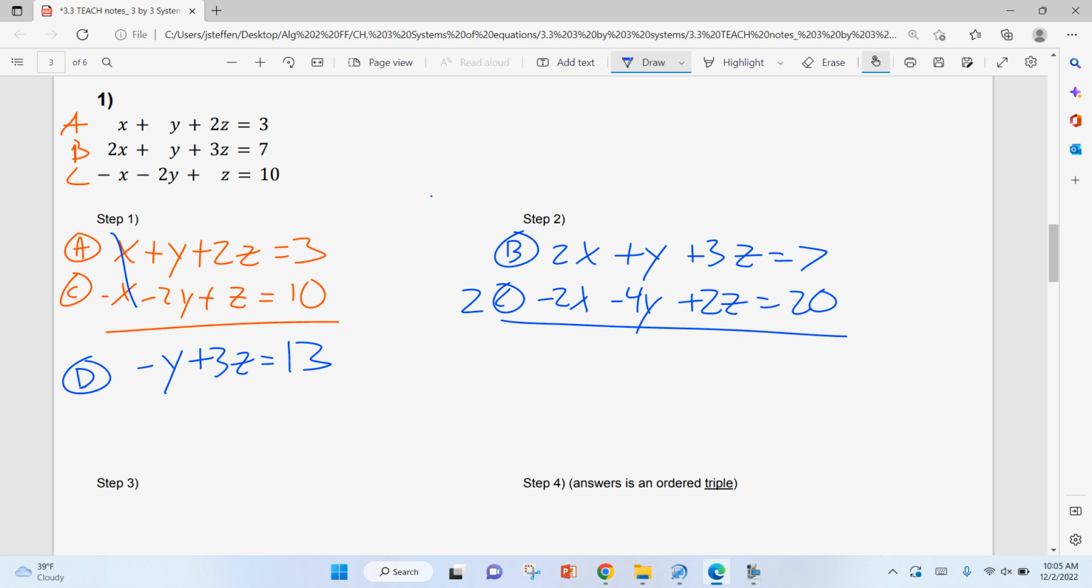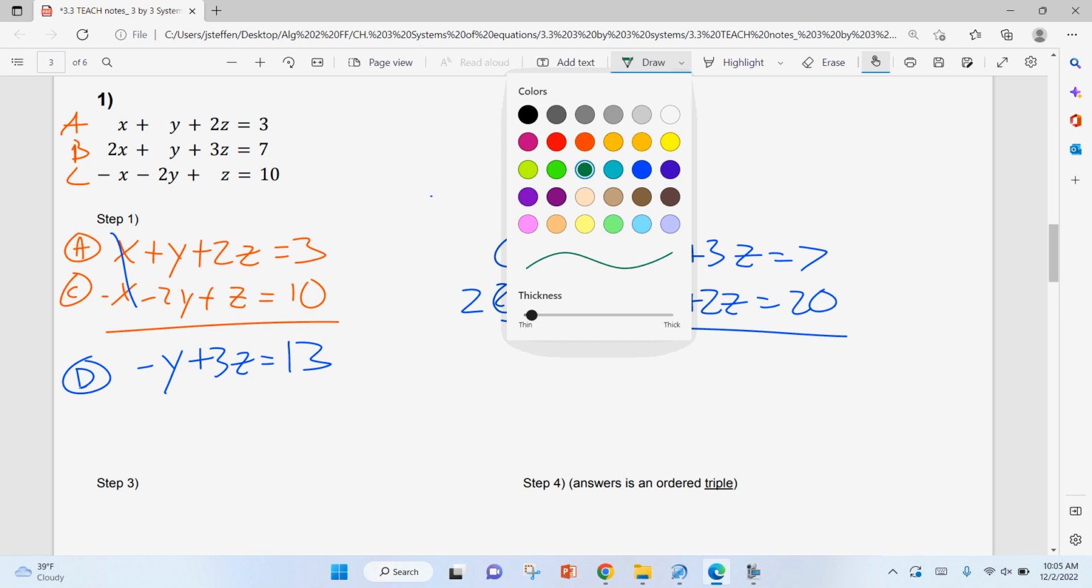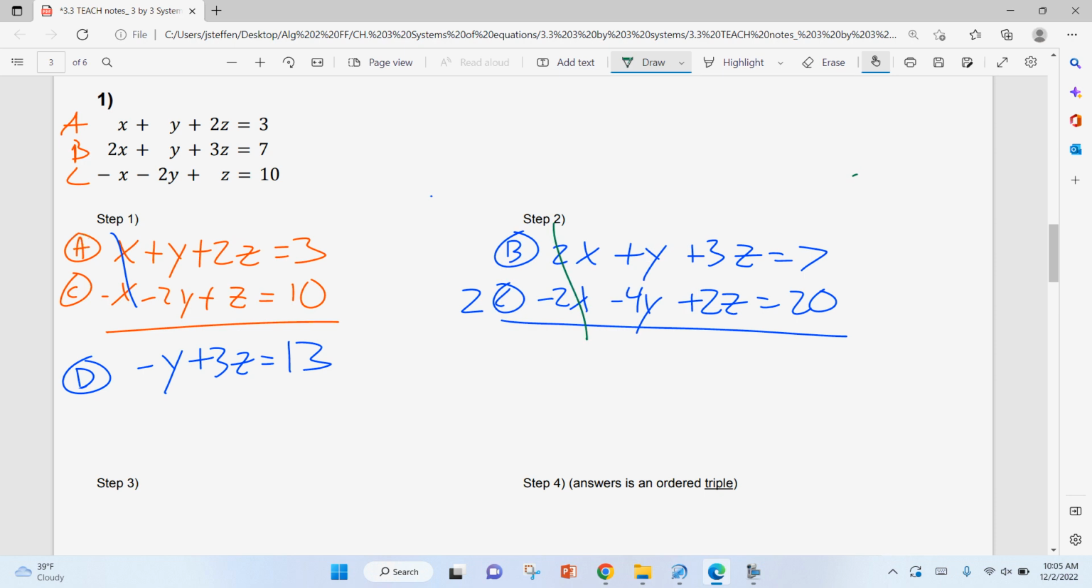And again, before I used to label everything like this, I would have students that would look at this and had no idea where that came from. Well, now if you label, you know it's equation C and you know it came from multiplying by 2. I think that's very helpful, especially in your notes. So once we have that, we do it exactly like we did with step 1. The x's cancel. Positive 1 minus 4 is negative 3y. 3 plus 2 is 5z. 7 plus 20 is 27.